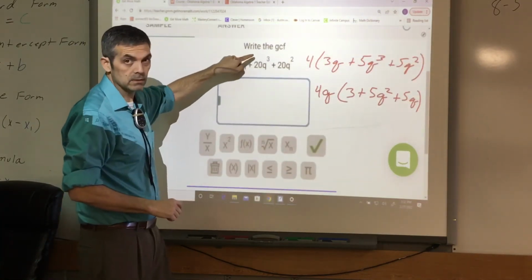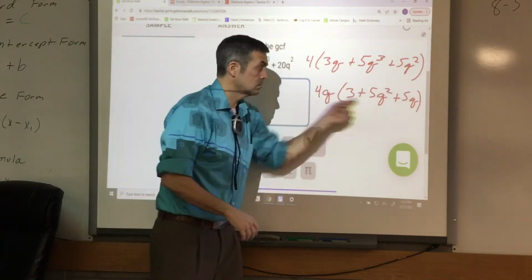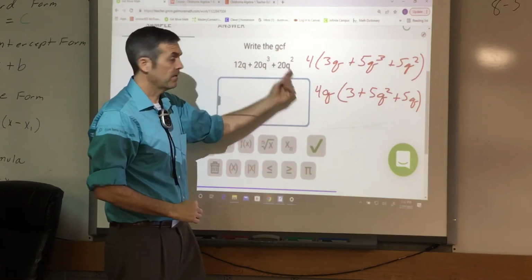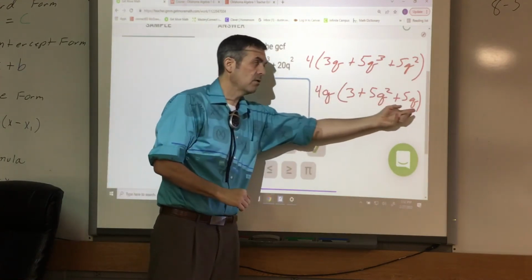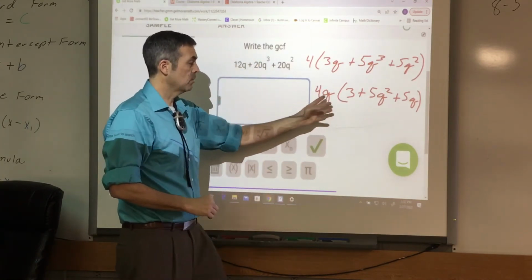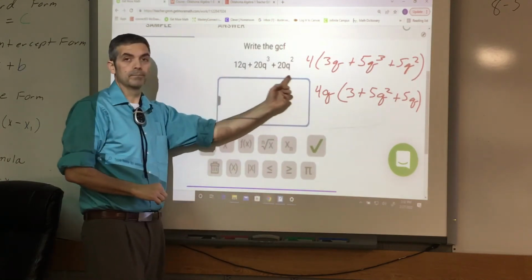Depending on what they ask, right? If they say just separate it, you may just put this whole thing in there. But if they want you to write the greatest common factor, well, that's this number that comes out of all of these terms, right? But if I was to take this and multiply it back through, I would end up right back here.